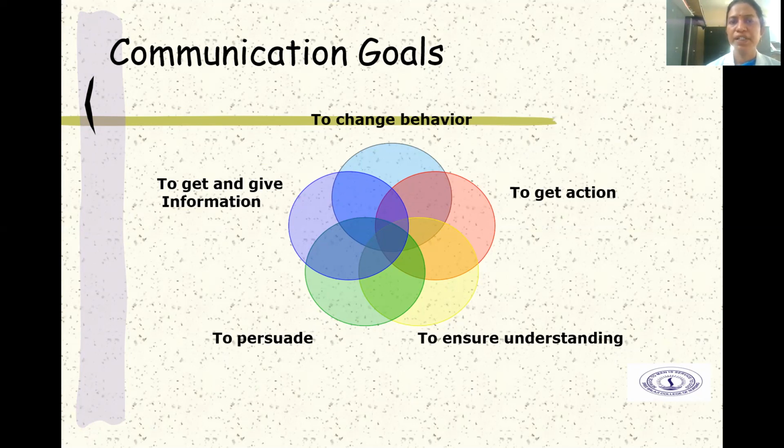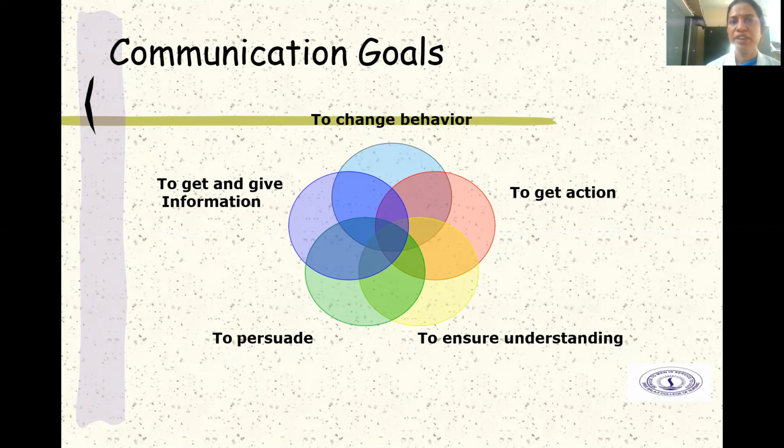The last and the final is to change the behavior. So when a mother is talking to a child who is doing mischief, the mother may want the child to change the behavior by simple communication. For this, she may use a single and a simple language, and she may use some stern gestures, and she may also warn the child. But finally, at the end of communication, the mother wants to change the behavior of the child.